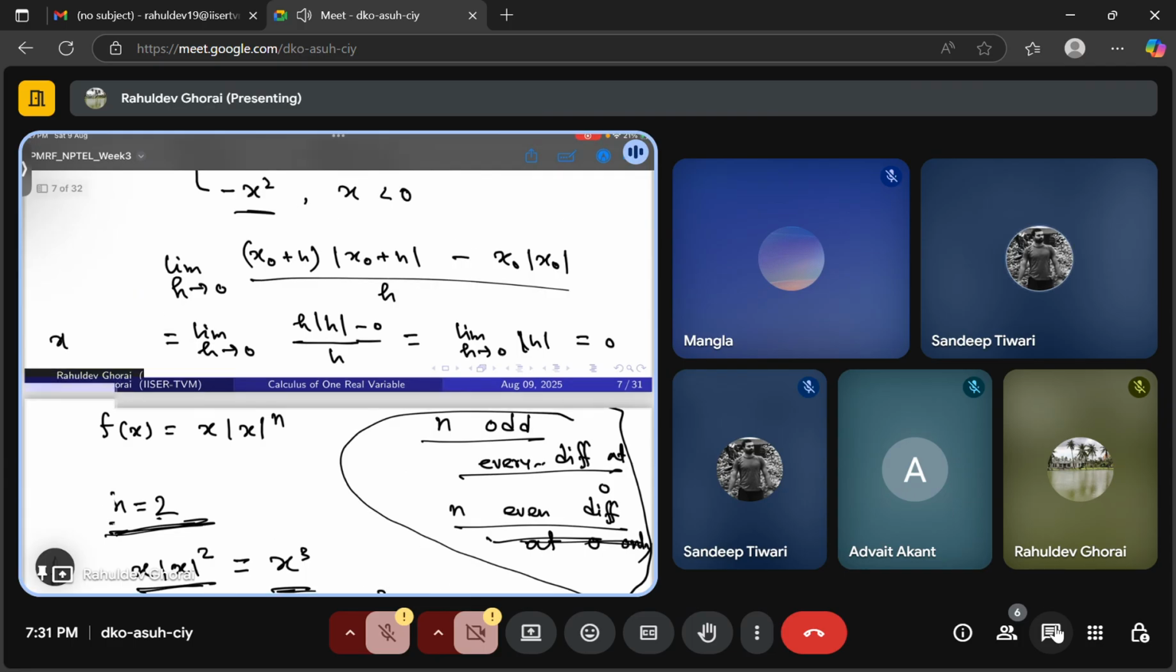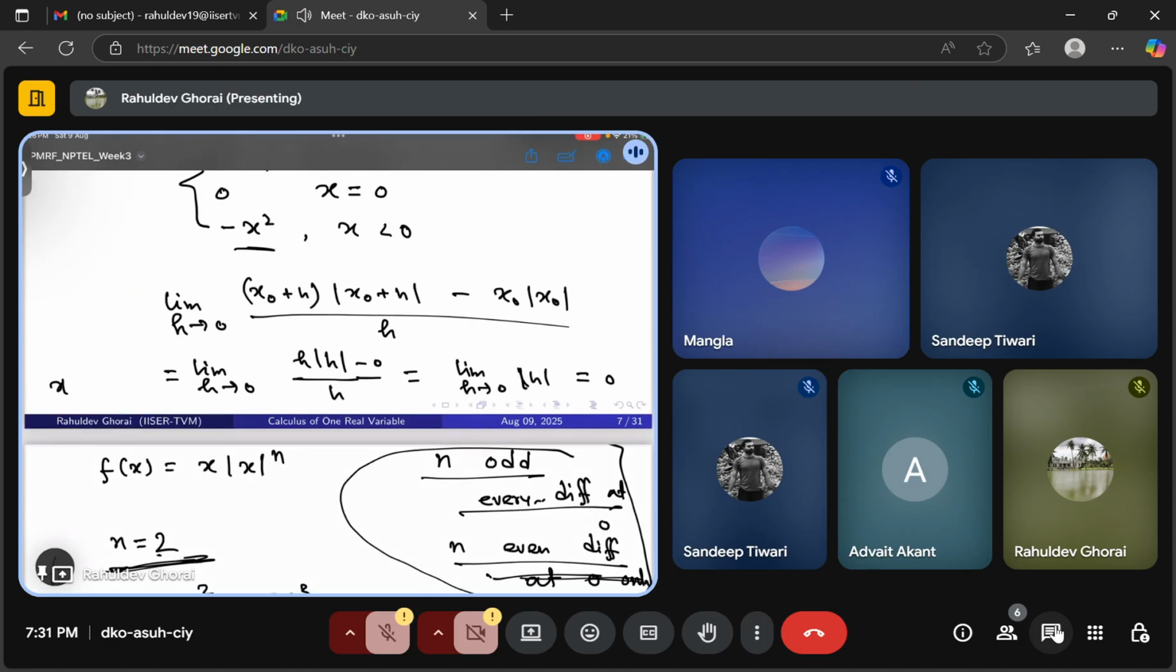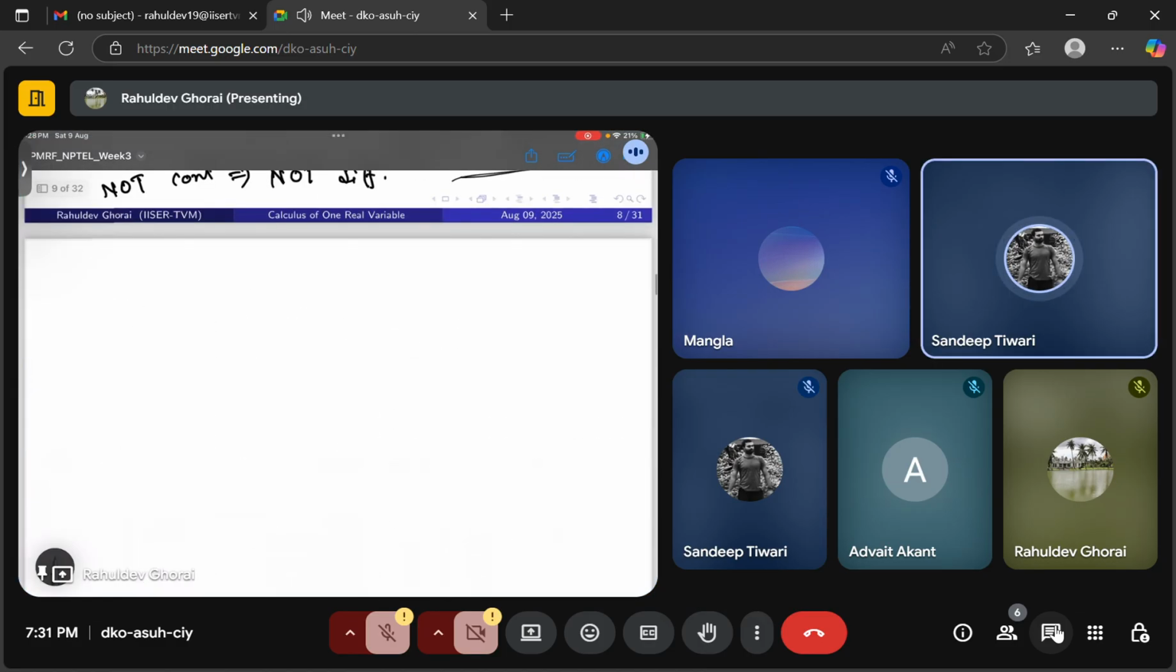When n is odd, at x equal to 0 you have to check. Otherwise, if x is not equal to 0, then it is differentiable everywhere. I think it will be differentiable for all n. Okay. Yeah, that is the thing. You check it. For all n, it will be differentiable, because let's do it maybe.